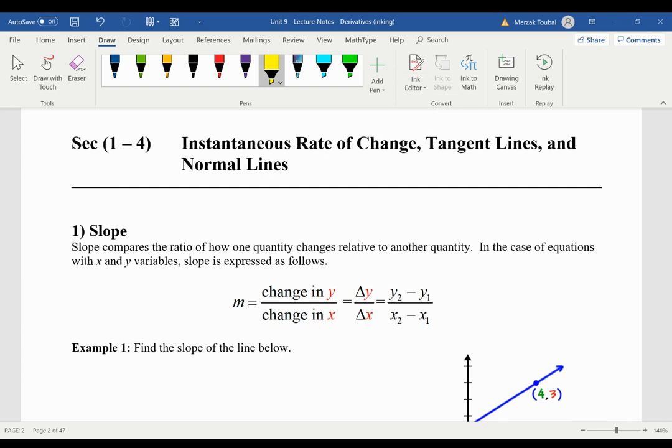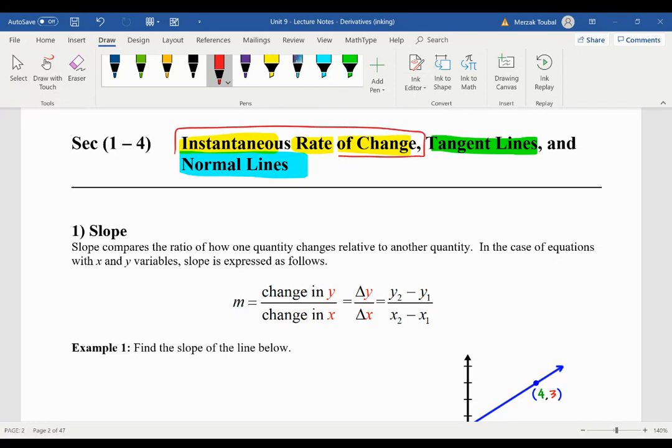Hello, this presentation is on instantaneous rate of change, tangent lines, and normal lines. We are first going to learn instantaneous rate of change, which means the rate of change at an instant, or if you wish, the slope at an instant. But before we do that, let's review some basics.